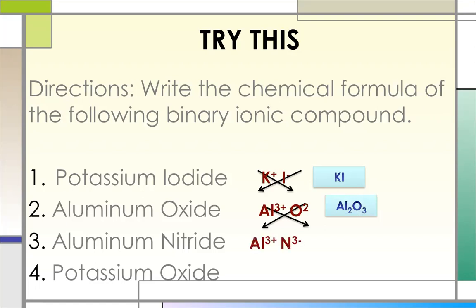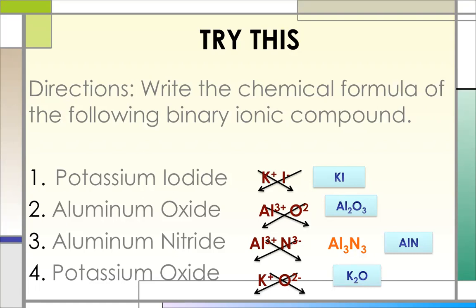How about for aluminum nitride? You have Al3 positive, then N3 negative, or nitride 3 negative, crisscross. You have Al sub 3 and N sub 3. So is this a final answer? No. You can reduce it to lowest term. So the answer will be AlN. You have potassium oxide. We have K positive for potassium. The oxide is 2 negative, crisscross, you have K sub 2 O is the correct formula for potassium oxide.